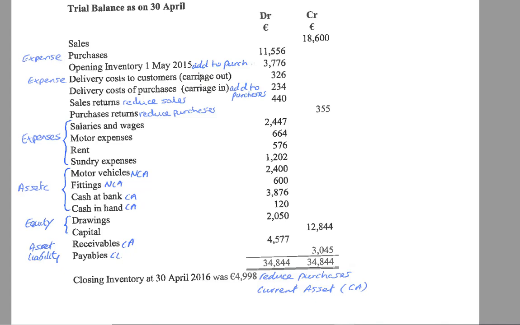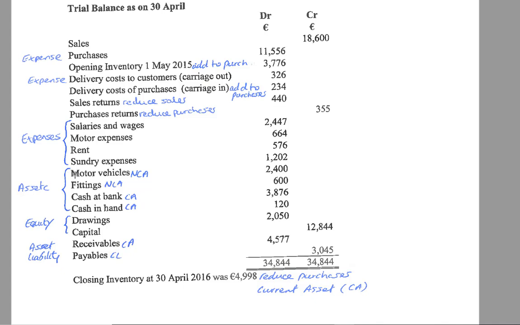Opening inventory is added to purchases. It increases our purchases. Delivery cost to customers is a selling expense. A normal expense. Delivery cost of purchases increases our purchase cost. Sales returns and purchase returns reduce sales and purchases respectively. And then we have these expenses here.